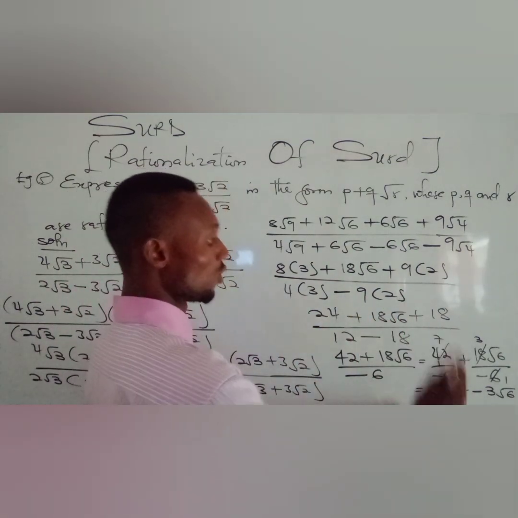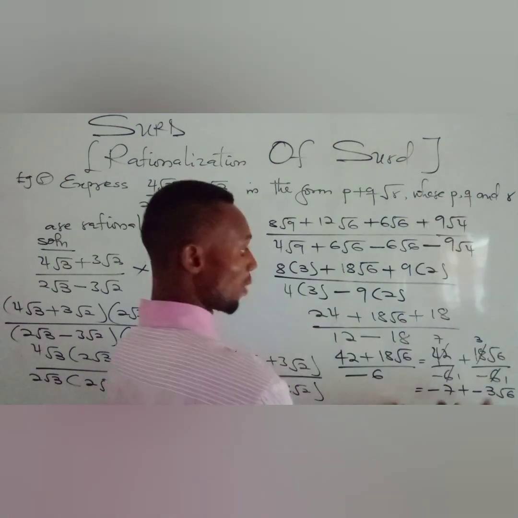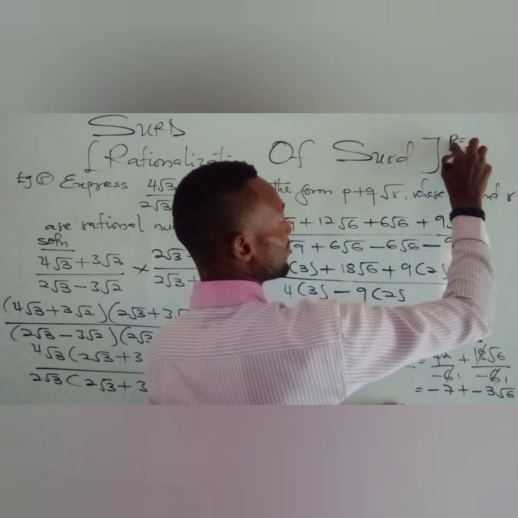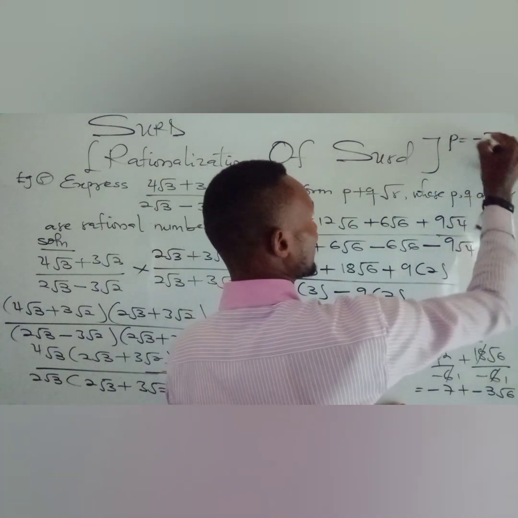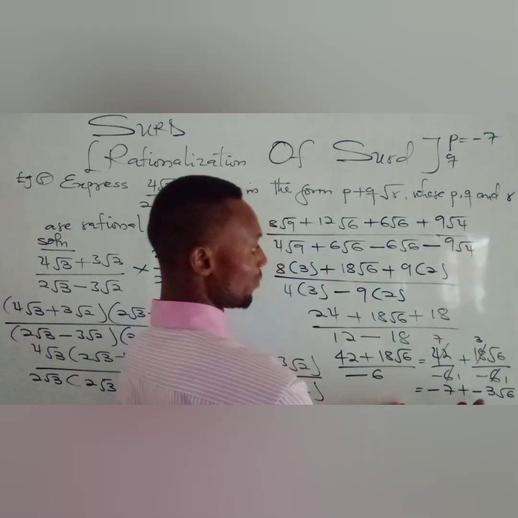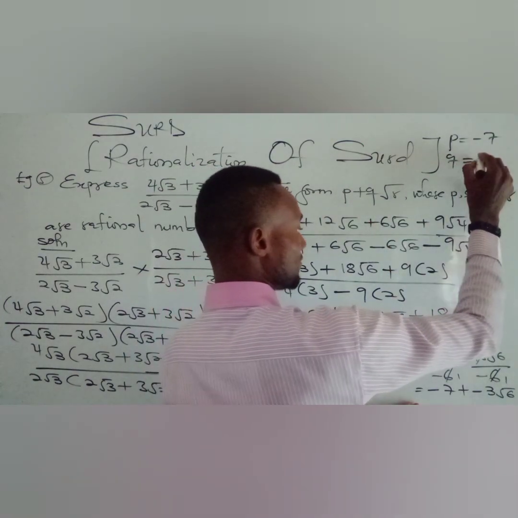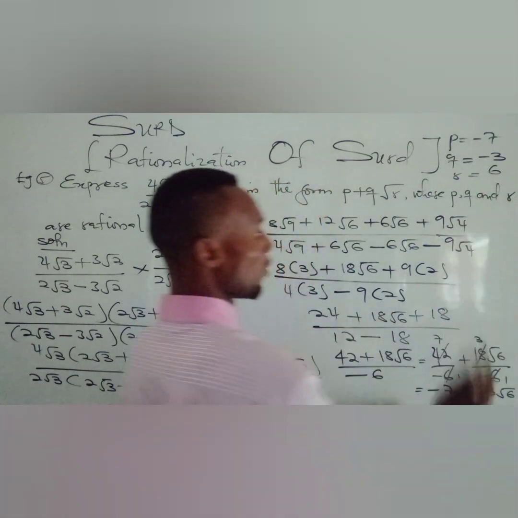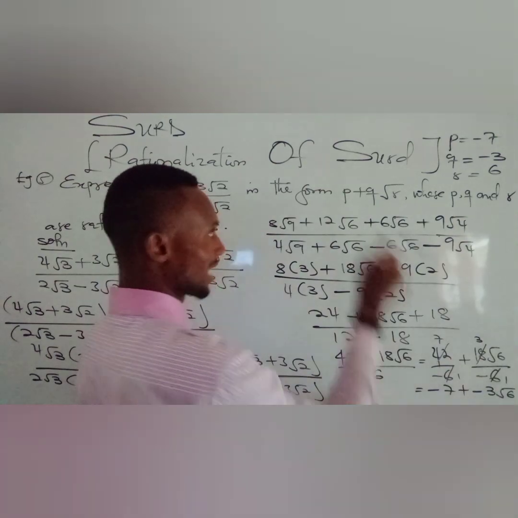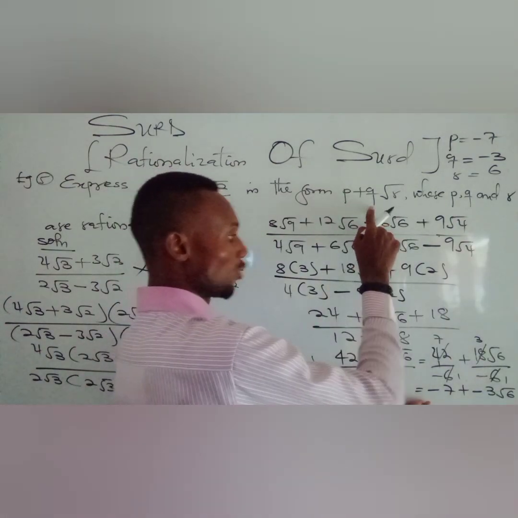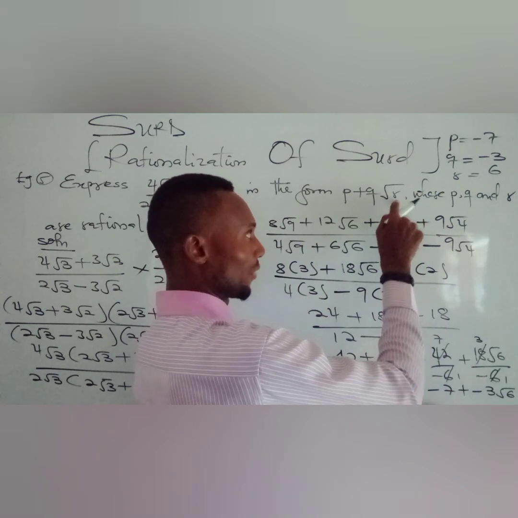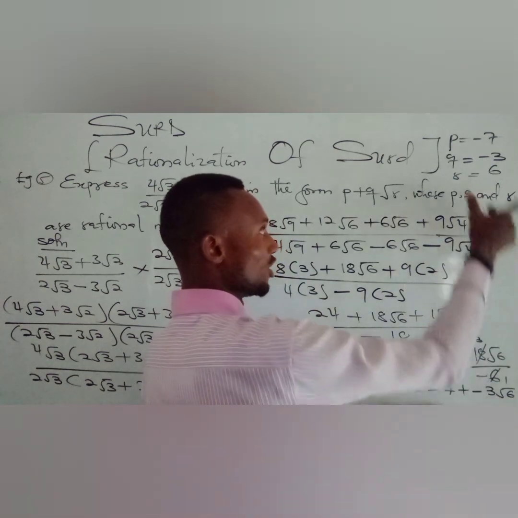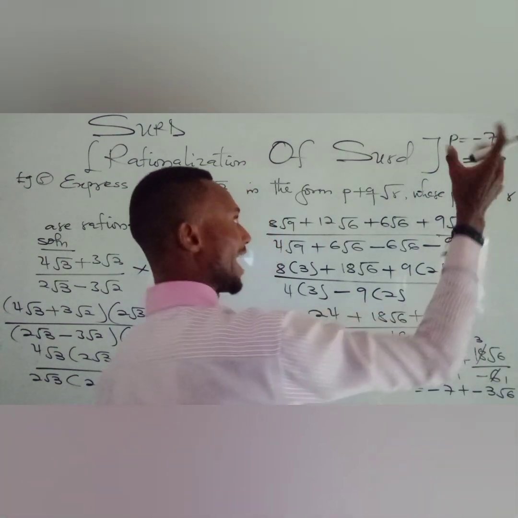So let's go ahead. Comparing this to this, our P is equal to, let me write my P well, so my P will be equal to negative 7. Then my Q will be equal to negative 3, and my R will be equal to 6. I hope you agree with me. So comparing this to this, you can see that P equals negative 7, Q will be equal to negative 3, and the R, which is under the square root sign, will be equal to the 6 under this square root sign. So that's the value for P, Q, and R.